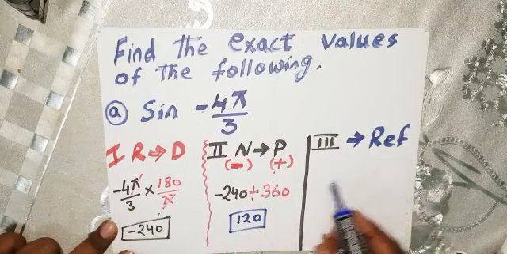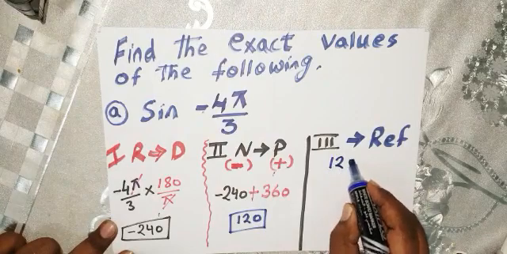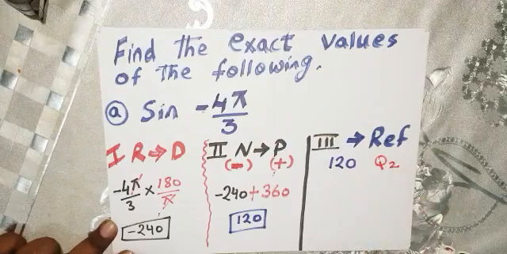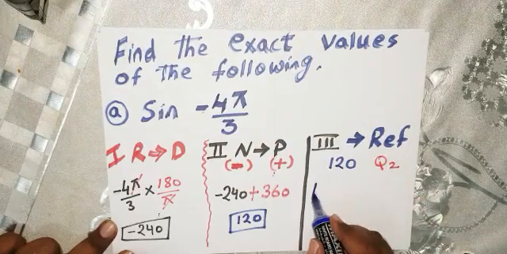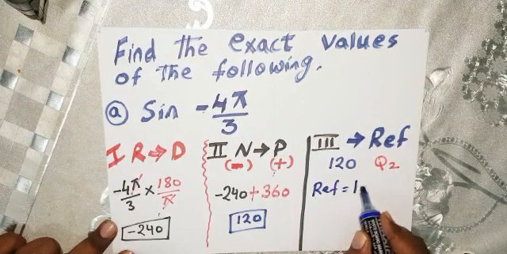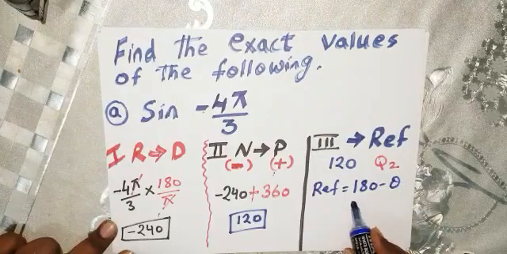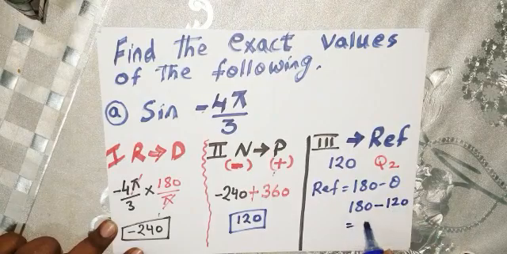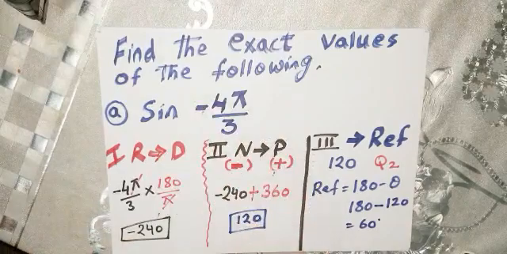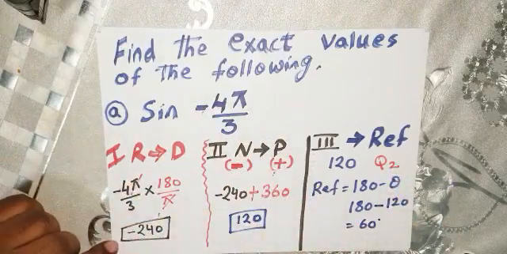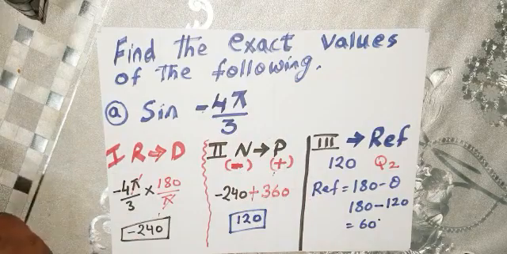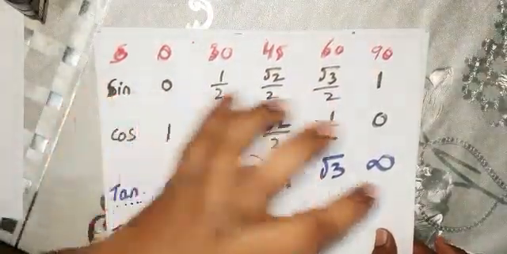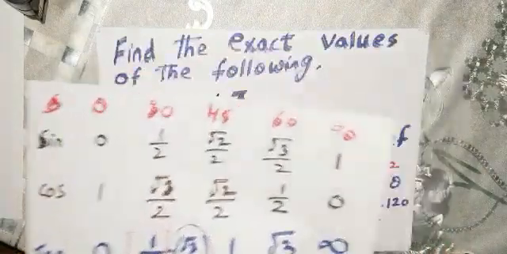The third step is find the reference. 120, it belongs to which quadrant? It belongs to the second quadrant. So we are going to take the reference angle rule for the second quadrant, which is 180 minus the angle. So we are going to have 180 minus 120, which is 60. So whatever the angle given, we are trying to reduce the angle to the reference angle, because this will help us to use our manual table. In our manual table, we have values only till 90. So we don't want any angle to be more than 90. To bring them less than 90, we need to find the reference angle.